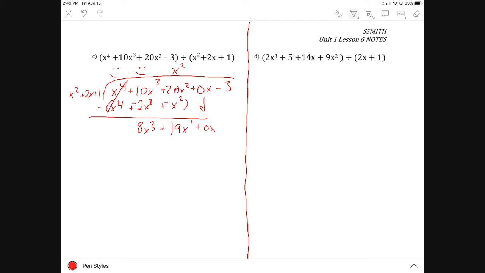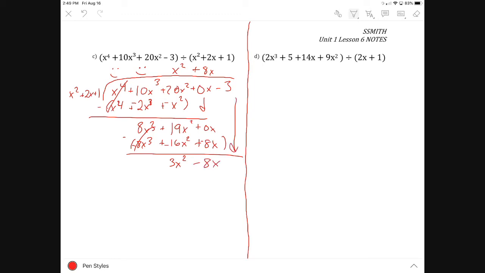So now we're going to look at how to get to 8x to the third. So that's just going to be 8x. So 8x times x squared, 8x cubed. 8x times 2x is going to be 16x squared. And then 8x times 1 is just going to be 8x. So then again, we have our whole thing, and we're going to distribute that negative in each time. So negative 8x, then we'll end up with 3x squared, and we'll have a negative 8x.